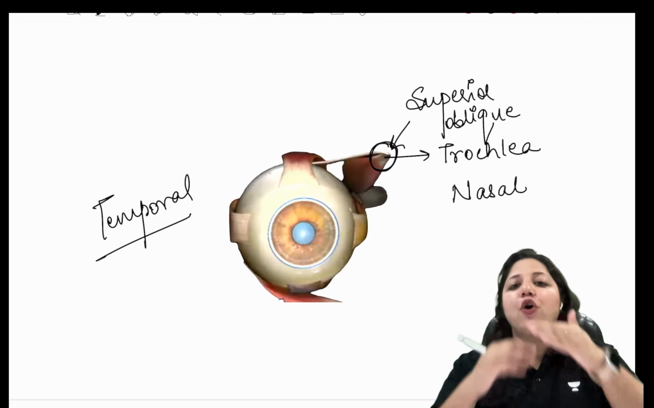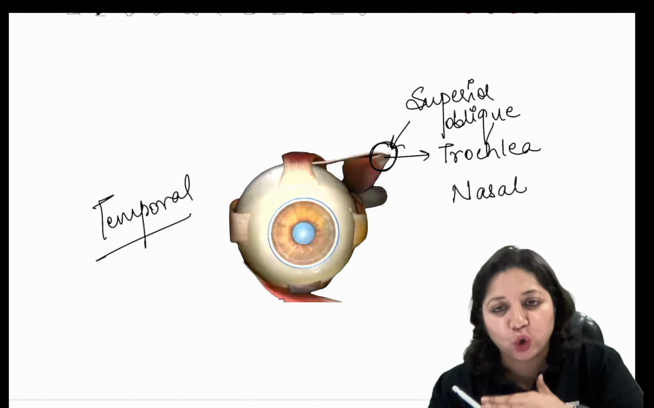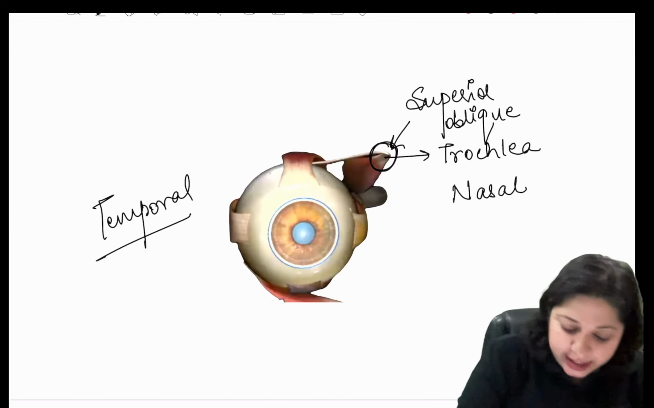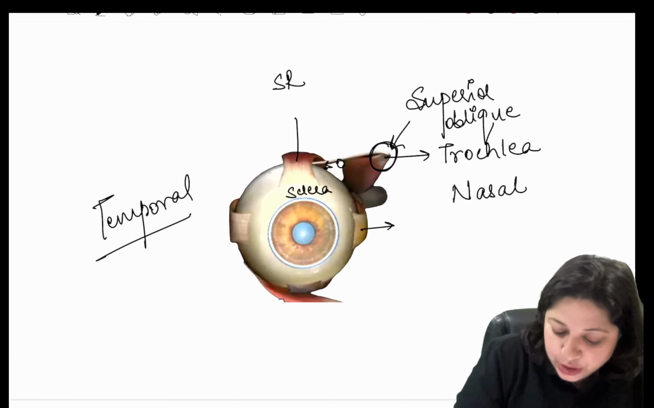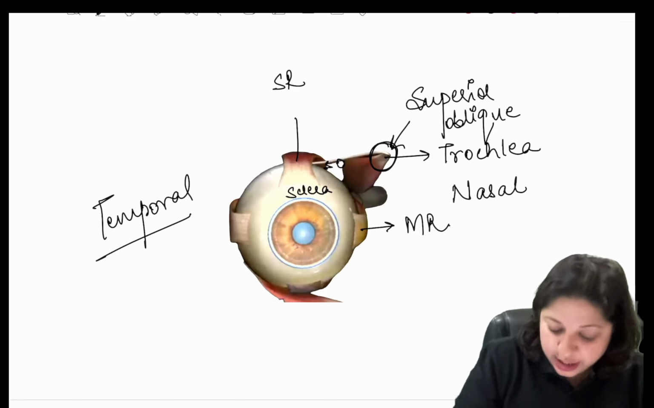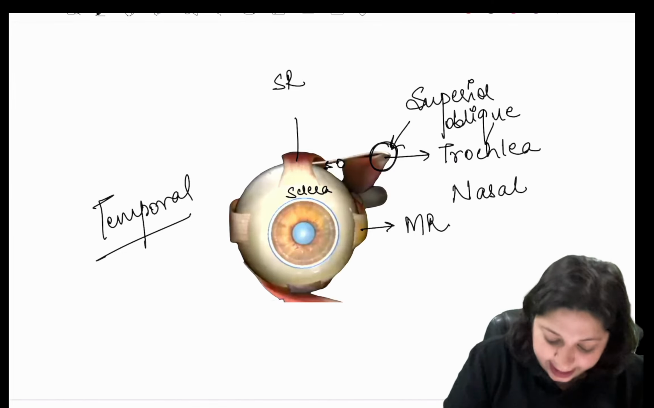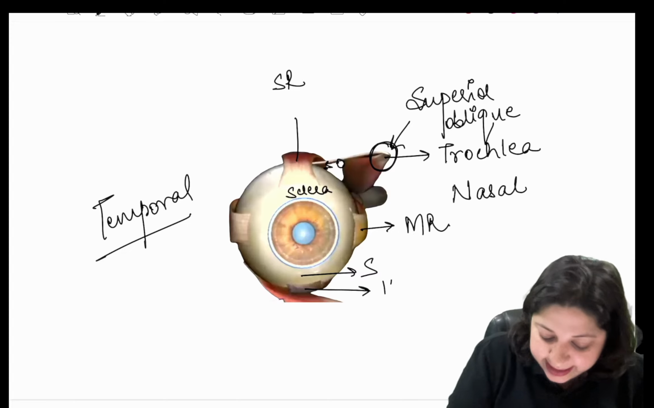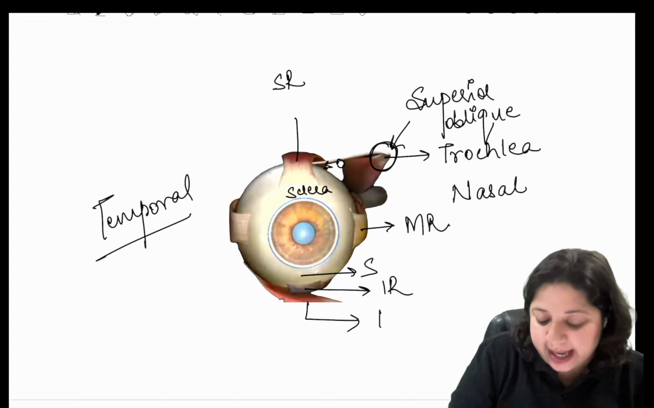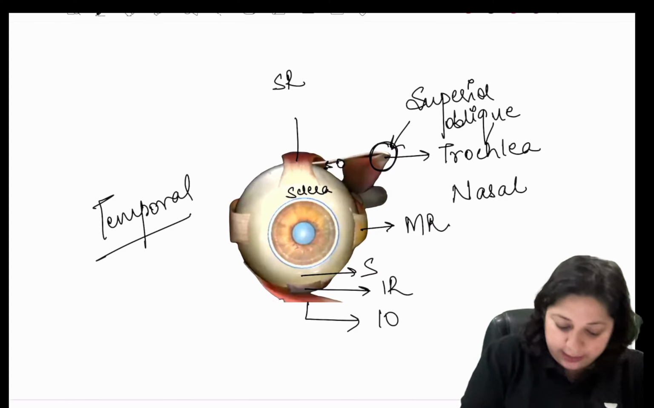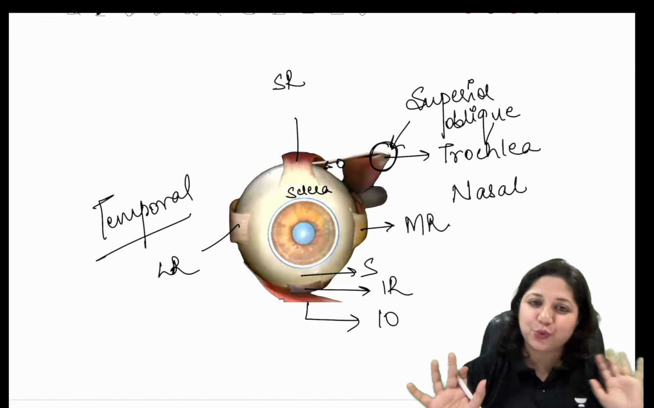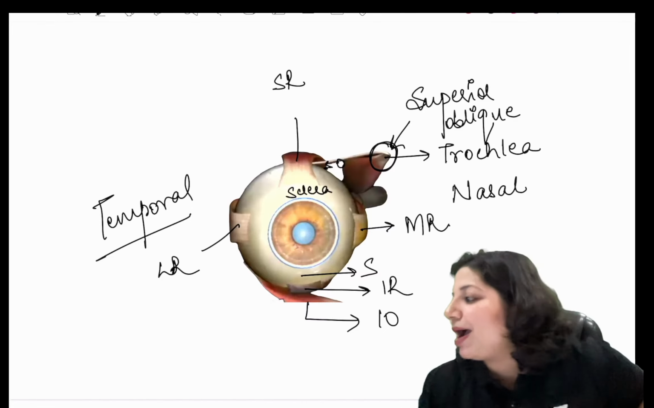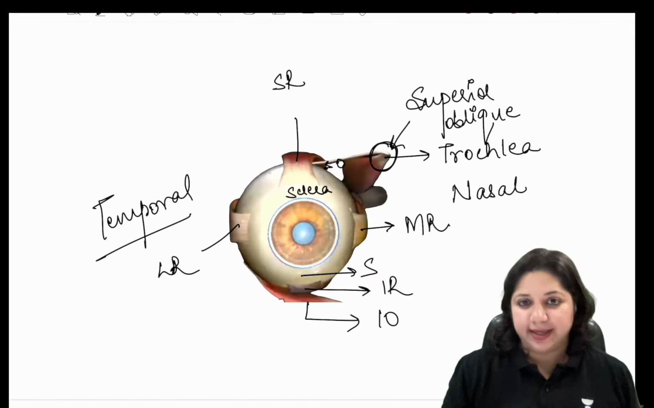And always remember, obliques lie below the recti. So here what you have is superior rectus, superior oblique, and then sclera. So this would be medial rectus. So I said obliques beneath the recti. So there is sclera, this is inferior rectus, and then there is inferior oblique, right? And this is lateral rectus. So now it becomes easy to identify the muscles. So this is how you identify the muscles, right?